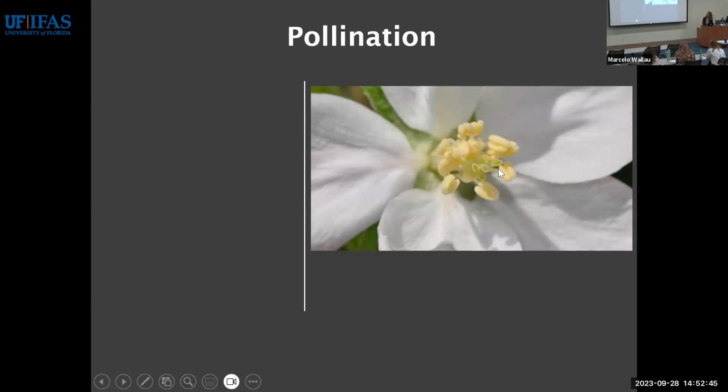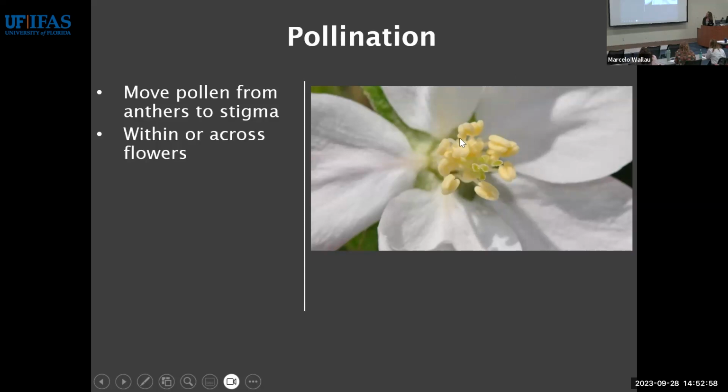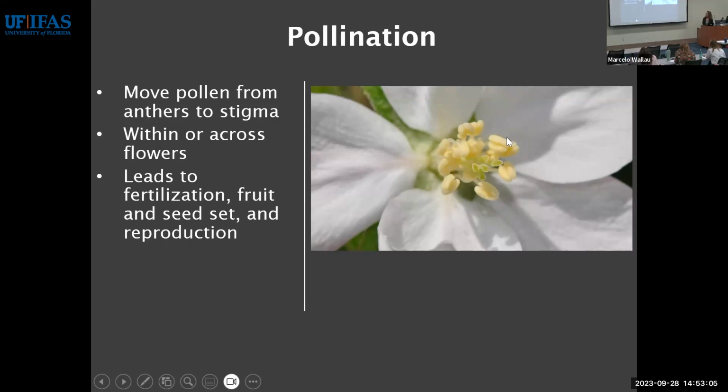So the pollen needs to go from the anthers to the stigma. Some flowers have both. Some have just anthers. Some have just stigmas. And in that case, the pollen has to travel further. And so pollinators move the pollen from the anthers where it's produced to the stigma. Again, sometimes that happens within a flower. Sometimes it happens across flowers on the same plant, flowers on different plants. And as a result of that, we can get fertilization. If pollination happens correctly, we get fertilization and then subsequent fruit and seed set, which if we're in agriculture, we care about the fruit and seed for our own consumption, but it's also how the plant reproduces, right? It needs to produce seed.